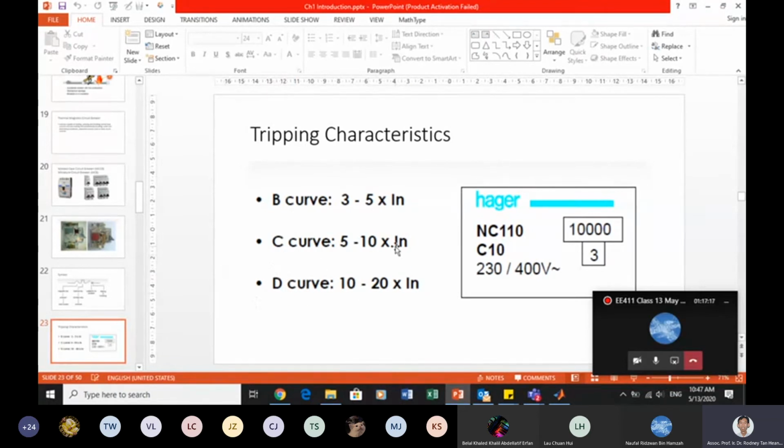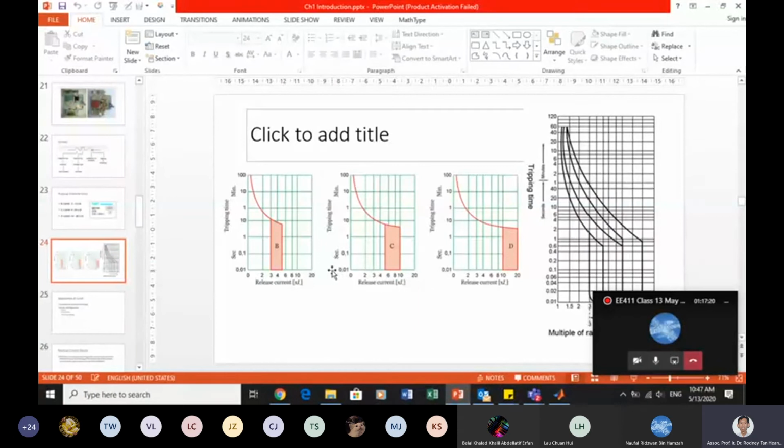Okay, so when we see this curve, this is B, this is C, and this is D. Now we look carefully at the C curve. You see this 0, 2, 3, 4, 5, right? 5 to 10 times of the rated. Let's say 10 M again. You need to reach 15 M, only then it trips, in 0.01 second. This is a tripping time.